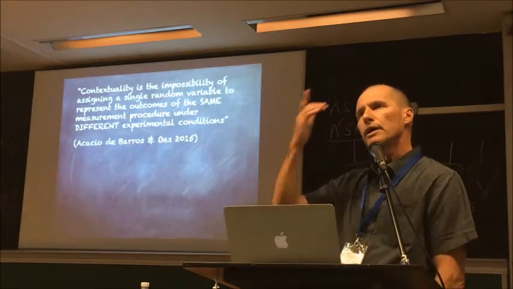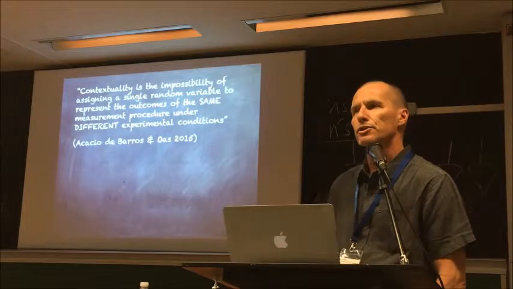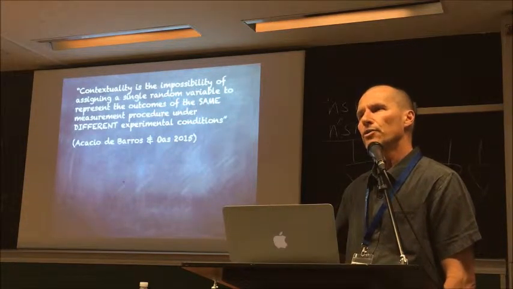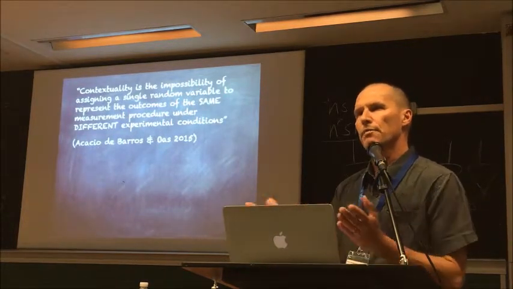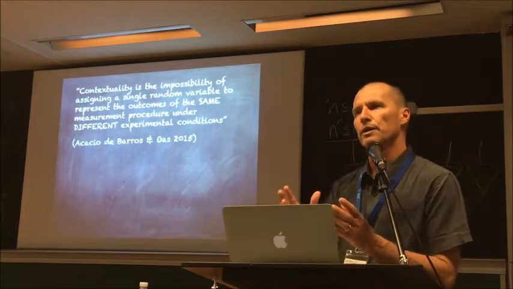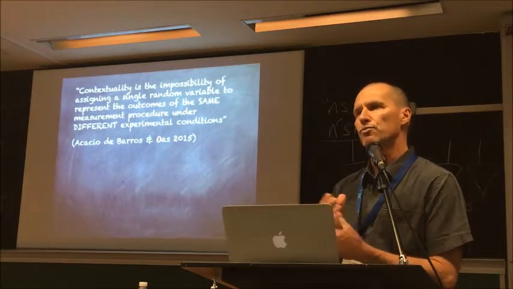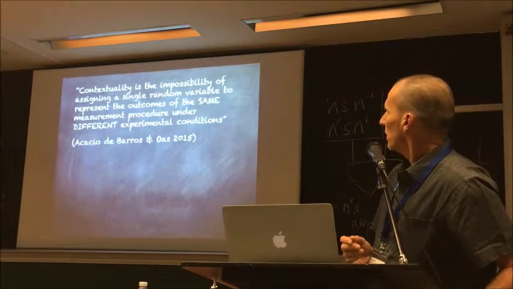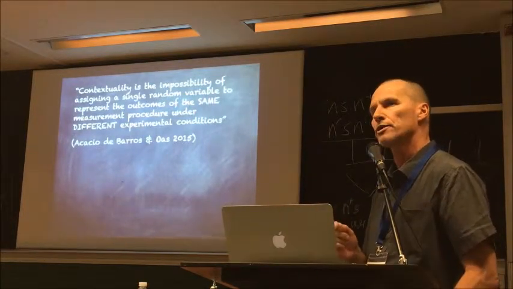Now, how does contextuality enter into the picture? For those who don't know what contextuality is, even in physics this is really quite a subtle issue. In my own investigations over the years, it has taken me years to understand what contextuality is from an intuitive point of view, because the mathematical descriptions are very clear and precise. As a community, if we're going to talk about contextuality, we need to talk about it in a way that's relevant to us. One of the best definitions is one that Acacia Barras and OAS came up with in 2015. They said: contextuality is the impossibility of assigning a single random variable to represent the outcomes of the same measurement procedure under different experimental conditions.